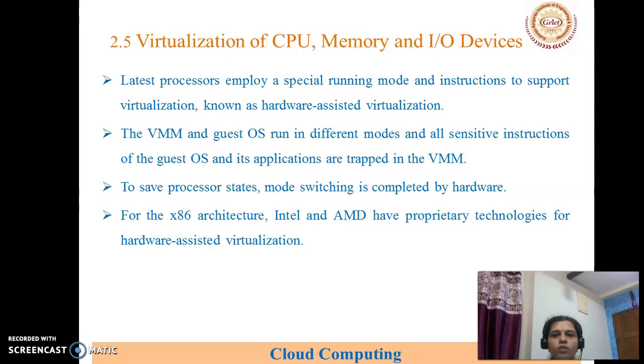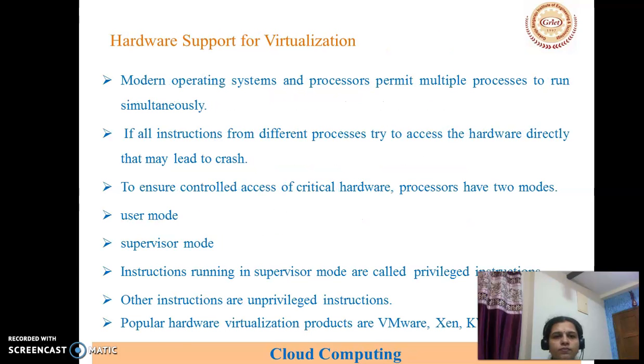Latest processors employ a special running mode and instructions to support virtualization, known as hardware-assisted virtualization. This point we already learned in the last lecture. The virtual machine monitor and guest OS run in different modes, and all sensitive instructions of the guest OS and its applications are trapped in the virtual machine monitor. To save processor states, mode switching is completed by hardware. For the x86 architecture, Intel and AMD have proprietary technology for hardware-assisted virtualization.